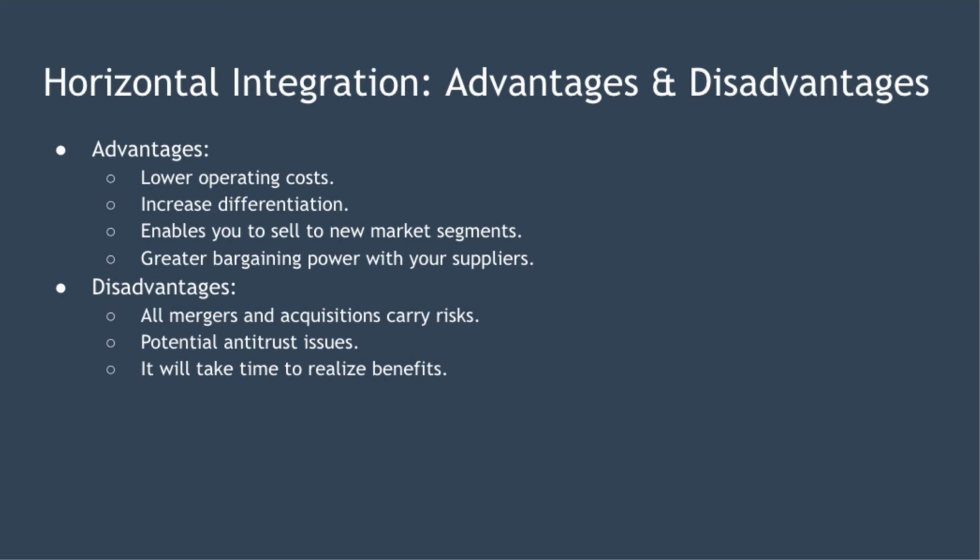In terms of disadvantages, well, all mergers and acquisitions carry risks, and your union or joining together may not work out as you hoped. Secondly, becoming too large may result in antitrust issues. And finally, implementing a horizontal integration strategy isn't easy, and it will take time to realize any benefits.